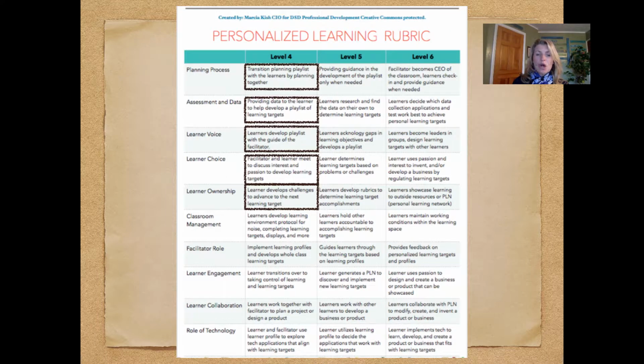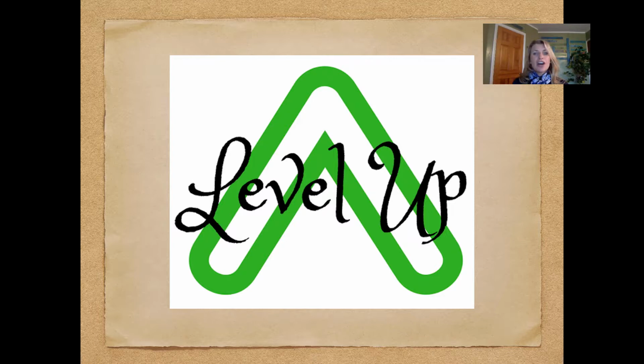This one is ownership. I want to go back to this, I apologize. They develop challenges and how that looks. So we actually call it level up. All right, you're learning your targets and you're moving forward, but how can you level up? What does that look like? What challenges can you give yourself to go deeper into the content?